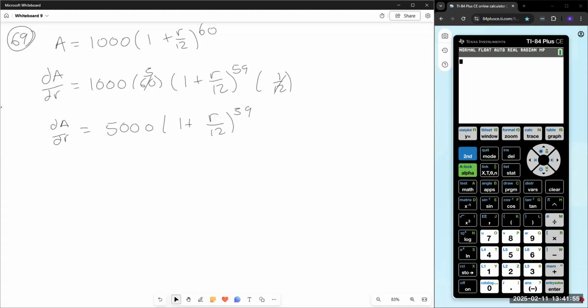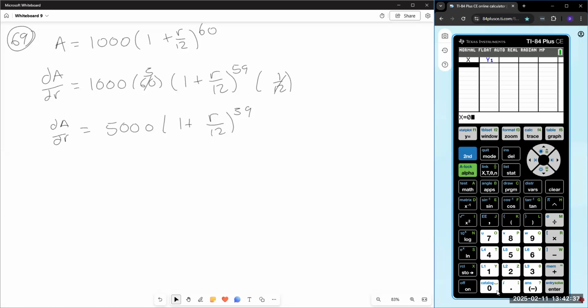Now, I do not want to calculate this by hand, which is why I have my calculator ready. So I'm going to enter this right-hand side as a y equals equation. I'm going to call that 5,000 times 1 plus, and instead of R, I'm going to use X over 12, raised to the 59th power. I'm going to use my table settings to make sure that my independent variable is set to ask. And then I'm going to go to my table, and I'm going to be ready to enter these different R values that they give me.